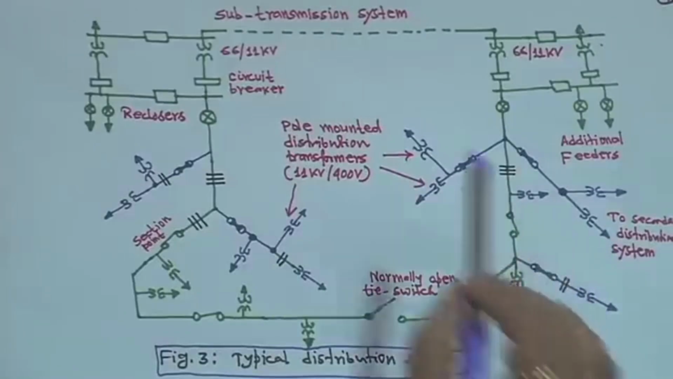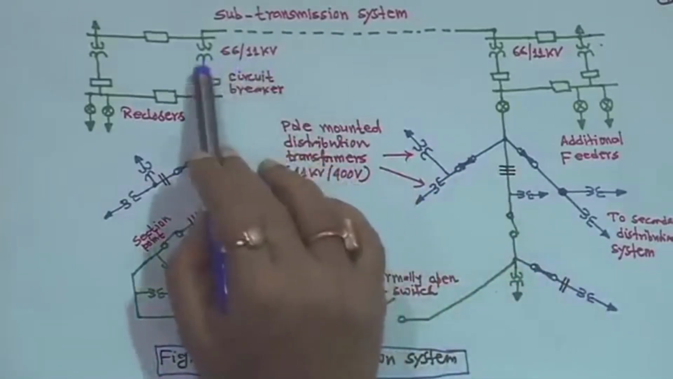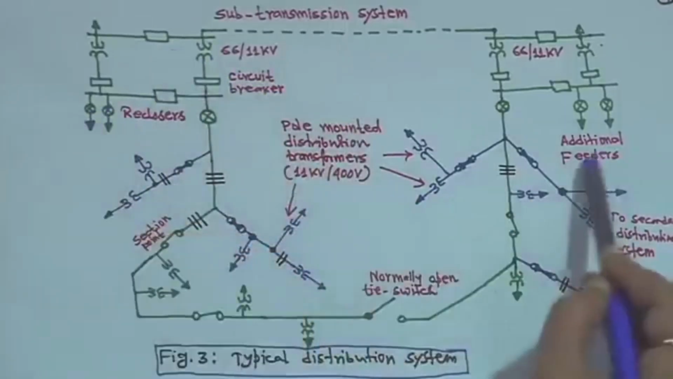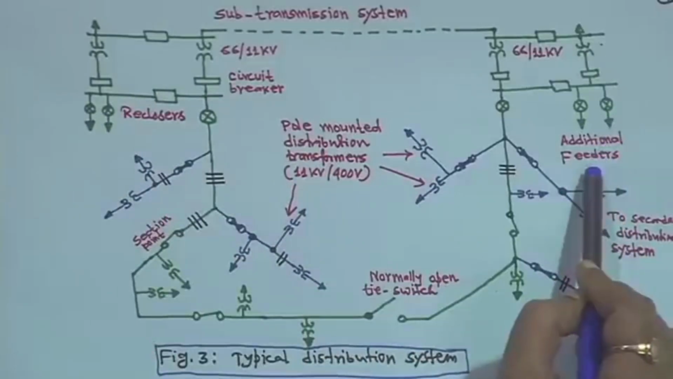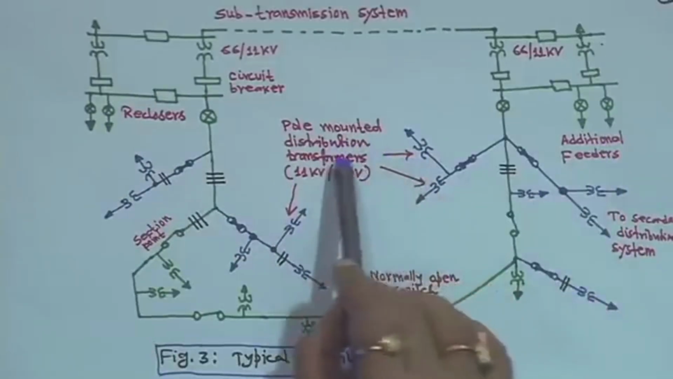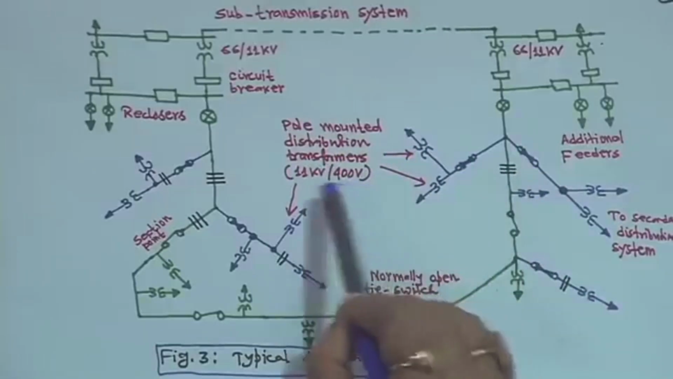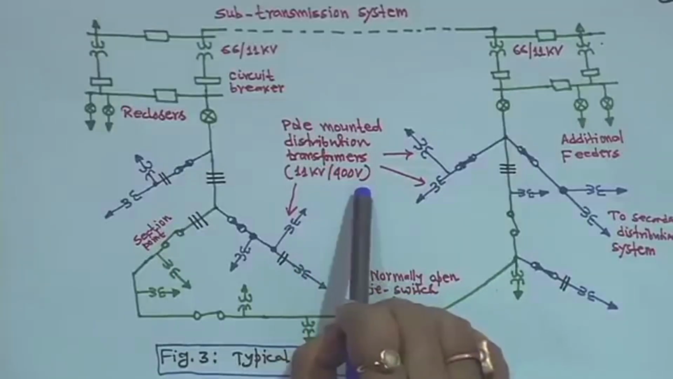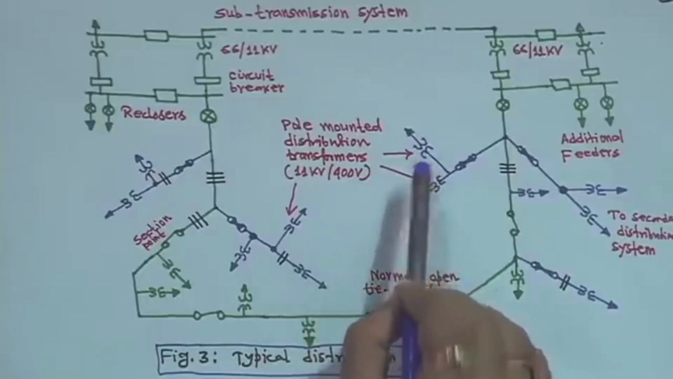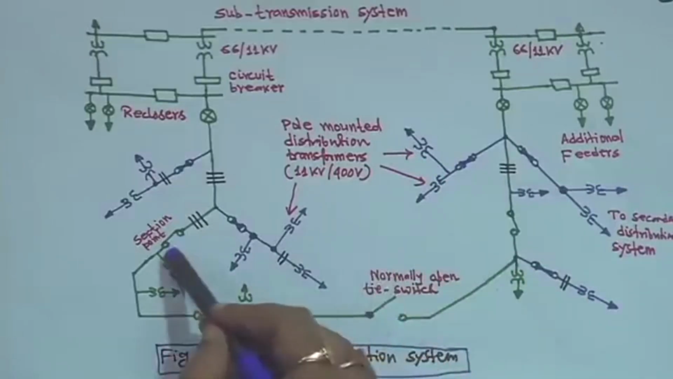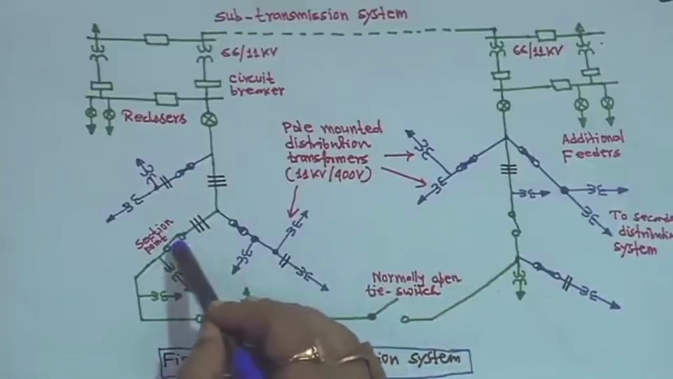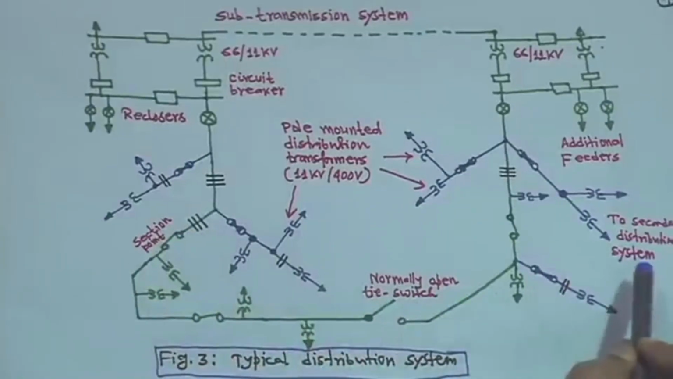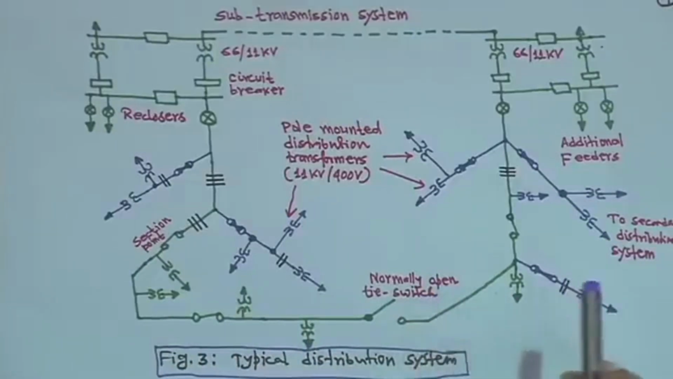These are fuses, right. And for example, this is 66 by 11 kV, and these boxes shown are circuit breakers. These are reclosers, going to additional feeders, right. And these transformers are pole mounted distribution transformers, 11 kV by 400 volt, it may be 11 kV by 430 or 440 volt also, right. These are section points, which may be closed or open, right. And another thing is this normally open tie switch, right.